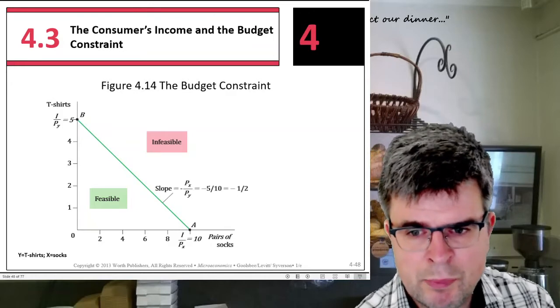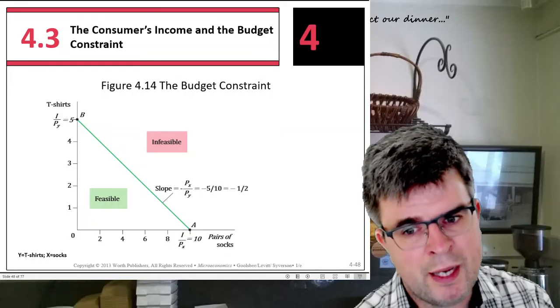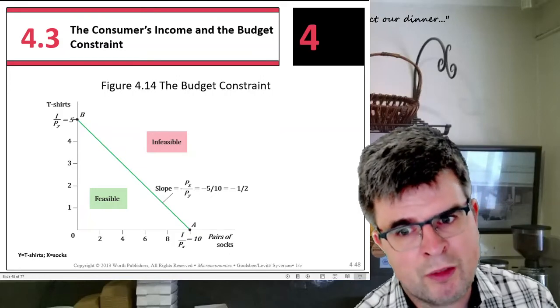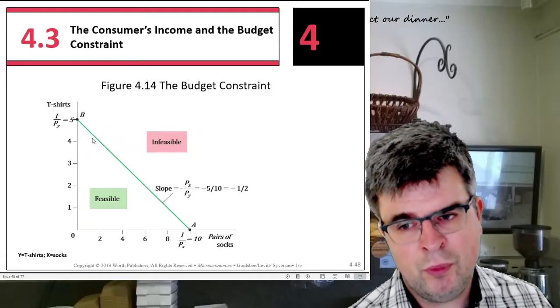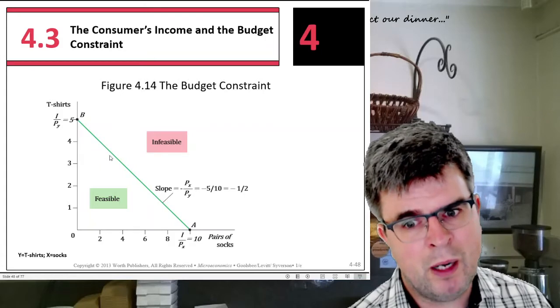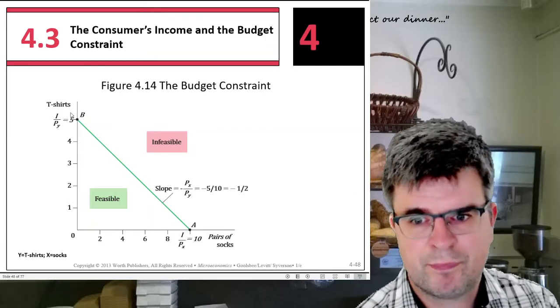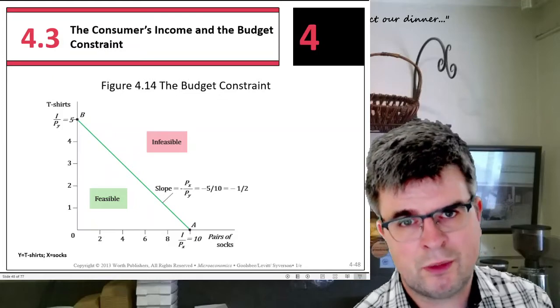And the slope of the budget line is identical to the ratio of the two prices, px over py. In this case, it is minus 1/2. Meaning that if you give up one t-shirt, you can buy 2 additional pairs of socks, because the price of the t-shirt is twice the price of a pair of socks.